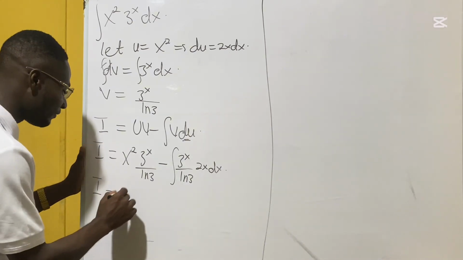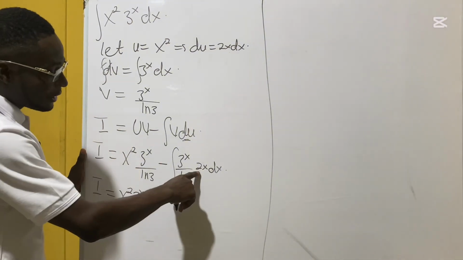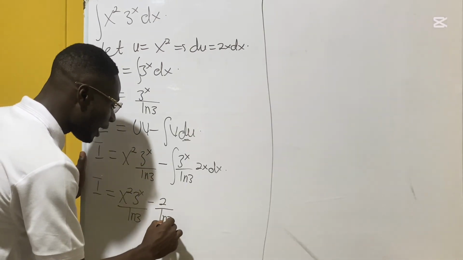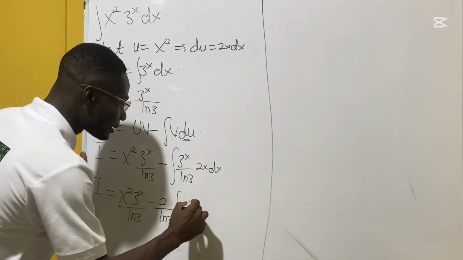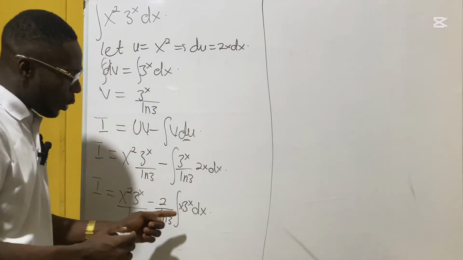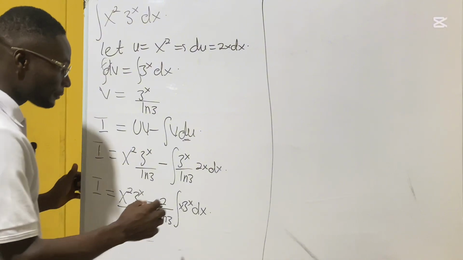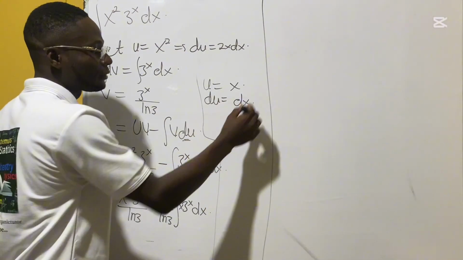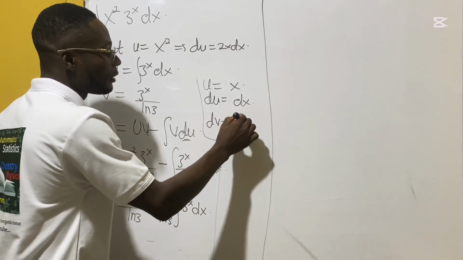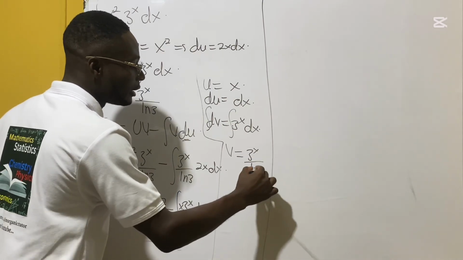So we simplify this and we have x squared 3 power x all over ln 3 minus, this is a constant, this is a constant, so we bring minus 2 over ln 3 out. Then we have 3 power x, of course, x 3 power x dx. Okay, still we have x in it, so we have to go the second time, so by parts again. So here u equals x. All right, so once we have that, then we can see that our dv is equal to 3 power x dx. So integrate both sides and we have v equals 3 power x over ln 3.